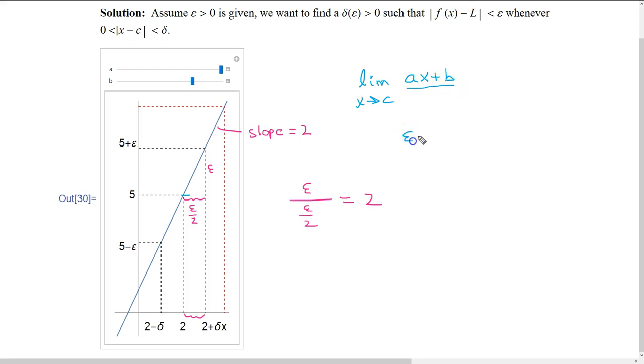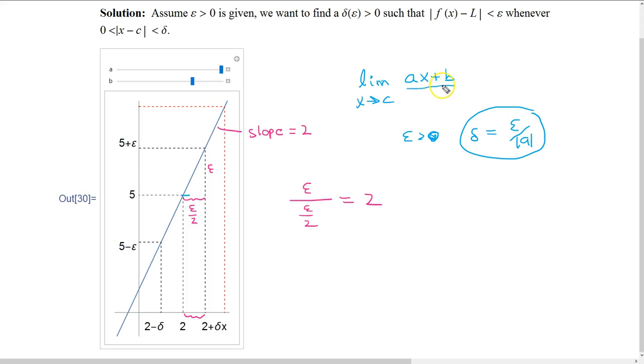If you're given an epsilon greater than 0, your delta is always going to be epsilon divided by the slope of your line a. Well, I should say the absolute value of a. In case this is negative, if this were negative 2, your delta would be epsilon divided by positive 2. That's always going to be the case for linear functions. That's only for linear functions. In fact, we'll see that again in our next example.